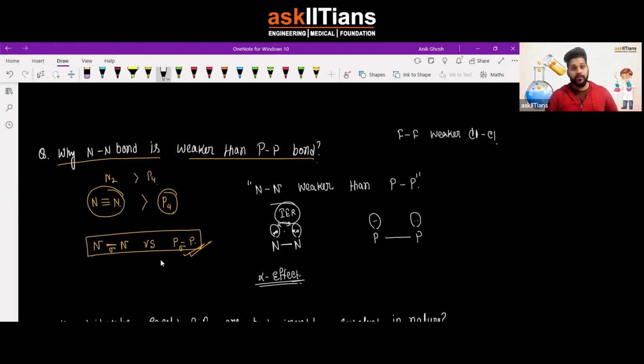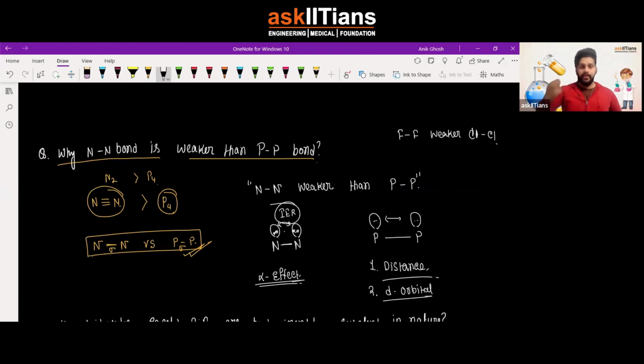But guys, the phosphorus bond is longer because of the size of phosphorus. As they are longer, the distance is higher. So the interelectronic repulsion is not working for phosphorus. That is one reason. The second reason is the presence of d orbital. So one is the distance. First reason is the distance. The second reason is the presence of d orbital.